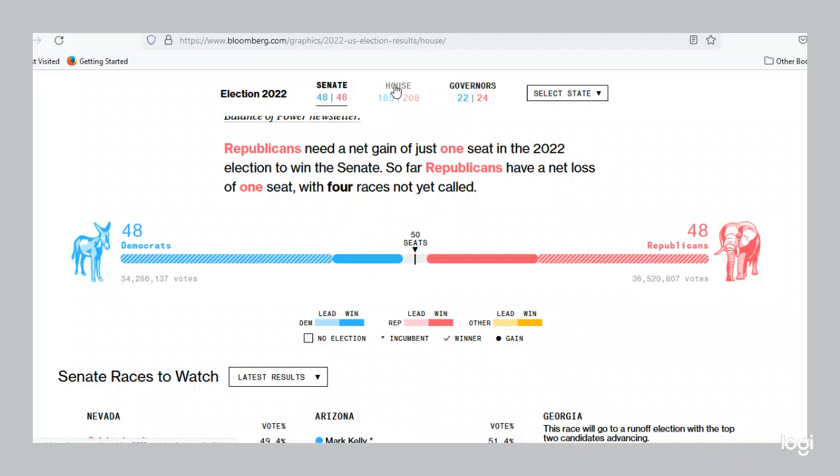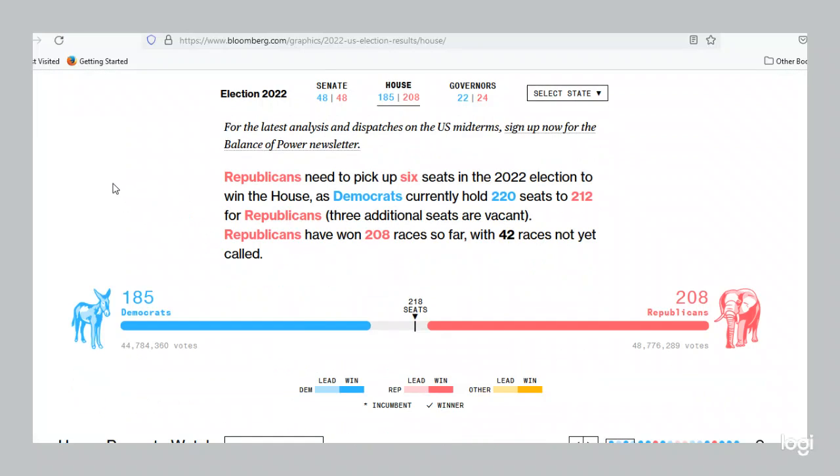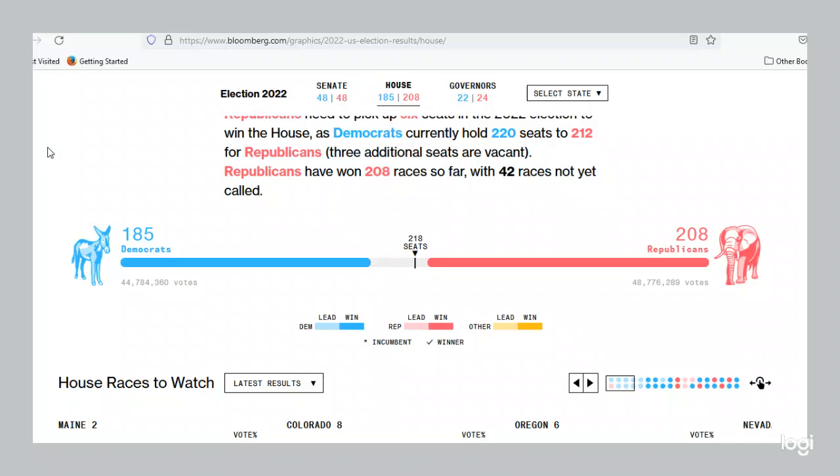And that's that. So that's how midterm elections work, what they are, the math behind it, what's happened so far, and what to expect.